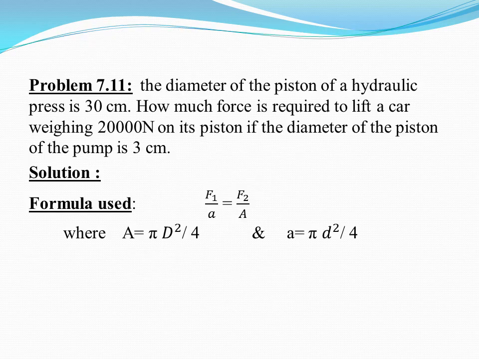Now we are going to solve another problem which is given in your book. This is problem number 7.11. The diameter of the piston of a hydraulic press is 30 cm. How much force is required to lift a car weighing 20,000 Newton on its piston if the diameter of the piston of the pump is 3 cm? According to the given statement, it is the application of the hydraulic press. So we will put the formula for the hydraulic press, that is F1 over A1 equals F2 over A2. These areas can be found by using the formula A equals pi d square by 4, where d is the diameter.